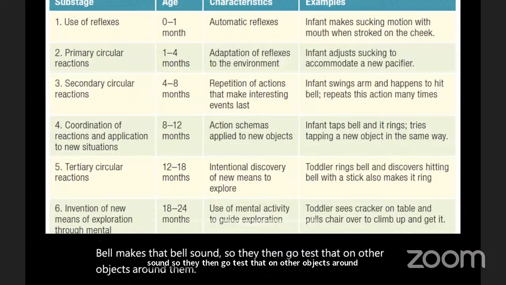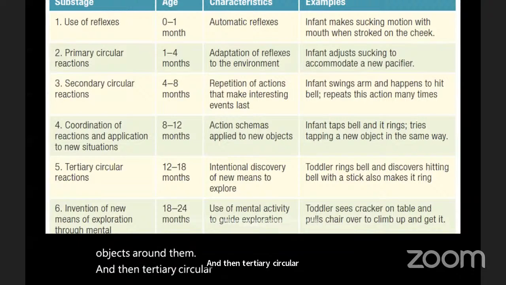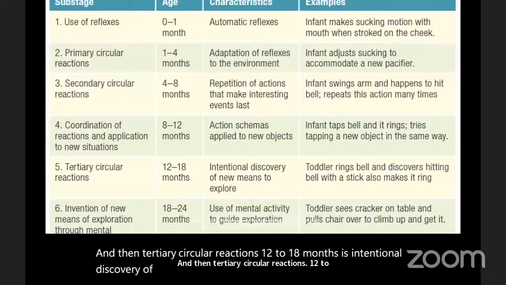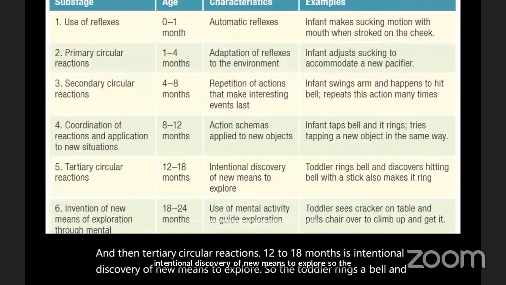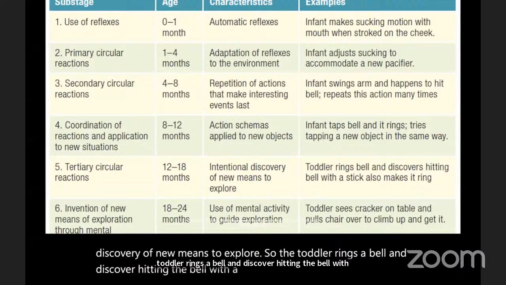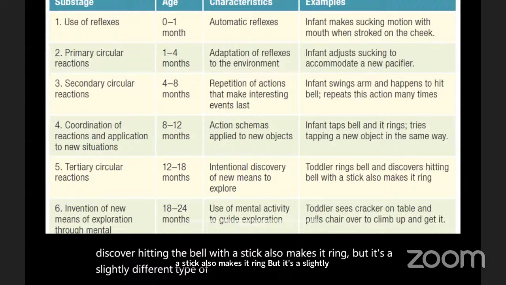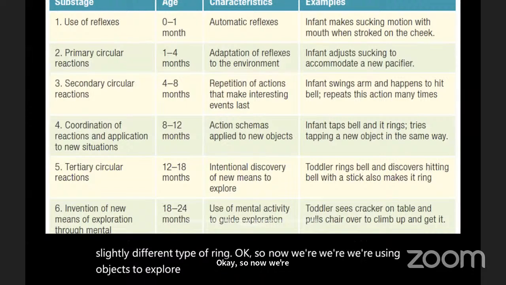So they know that the stimulus, the bell, makes that bell sound, so they then go test that on other objects around them. And then tertiary circular reactions, 12 to 18 months, is intentional discovery of new means to explore. So the toddler rings a bell and discovers hitting the bell with a stick also makes it ring, but it's a slightly different type of ring. Okay, so now we're using objects to explore the world as well.